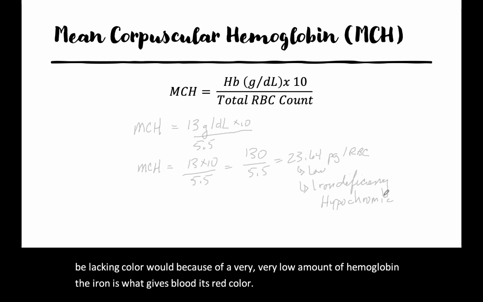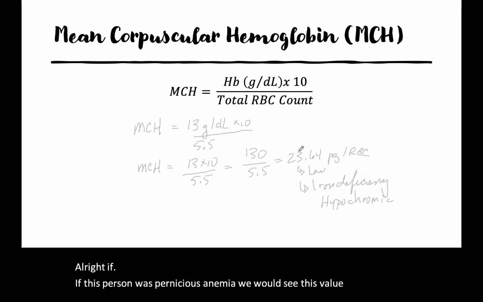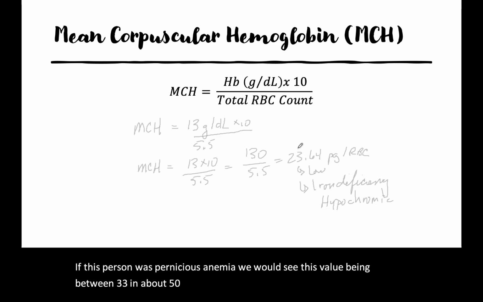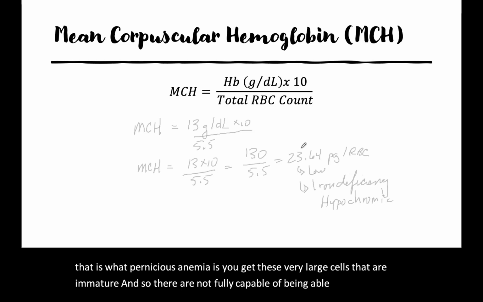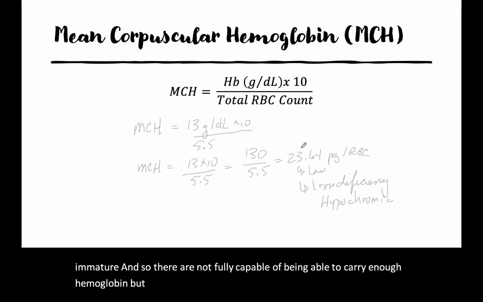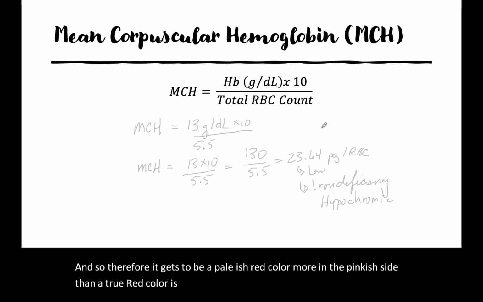All right. If this person had pernicious anemia, we would see this value being between 33 and about 53 picograms. And the cells would be larger because that is what pernicious anemia is. You get these very large cells that are immature, and so they're not fully capable of carrying enough hemoglobin, but they're carrying some, and so it gets to be a palish red color, more on the pinkish side than a true red color, is what you would be experiencing with the blood.